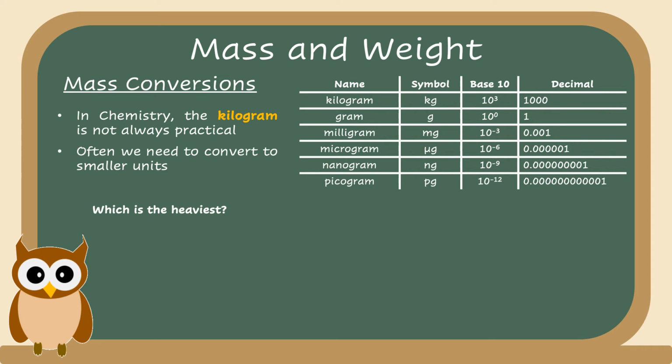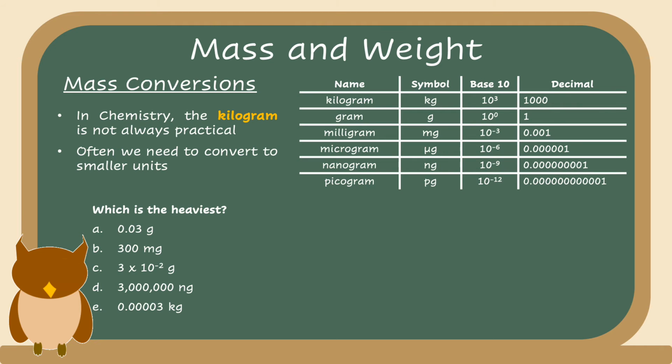So an example: which of the following measurements is the heaviest? 0.03 grams, 300 milligrams, 3 times 10 to the power of minus 2 grams, 3 million nanograms, or 0.00003 kilograms.